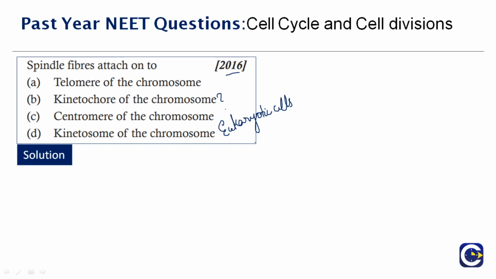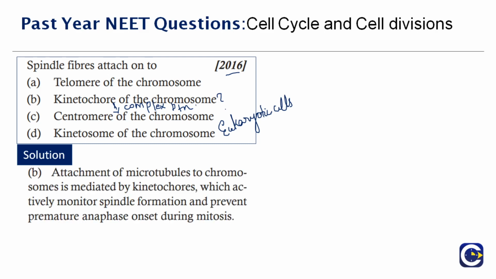So what do you mean by kinetochore next? I told you what spindle fiber is. Now you tell me what kinetochore is. Kinetochore can be described as a complex protein. It is associated with the centromere of the chromosome during cell division. That is why the spindle fibers, during the process of cell division, the cell cycle, get attached to the kinetochore of the chromosome. So kinetochore is nothing but a complex protein which is required for the spindle fibers to get attached. Therefore, the correct answer is option B.